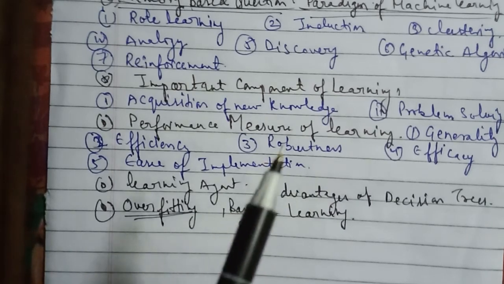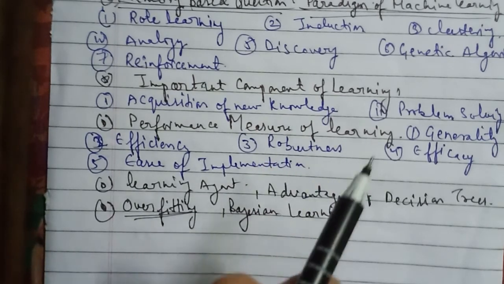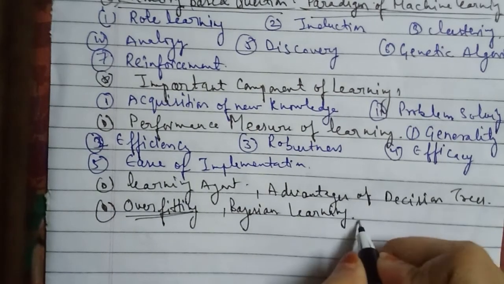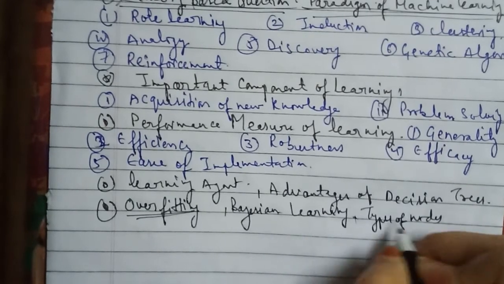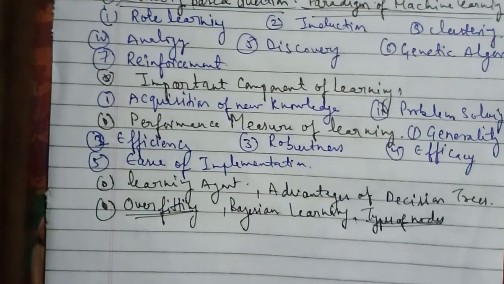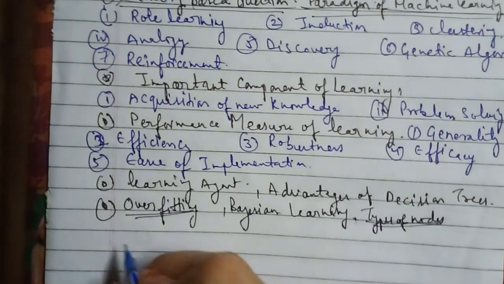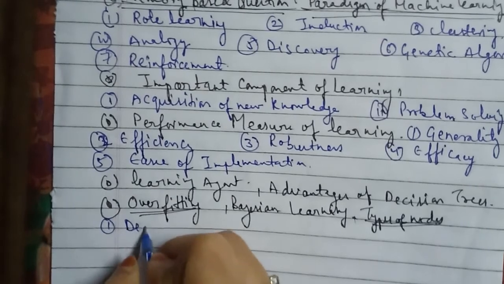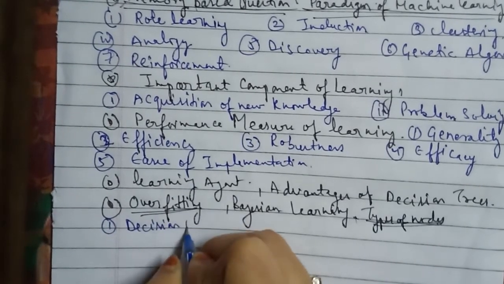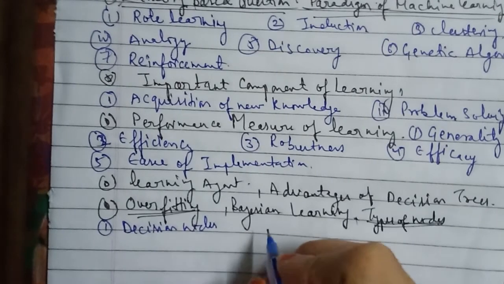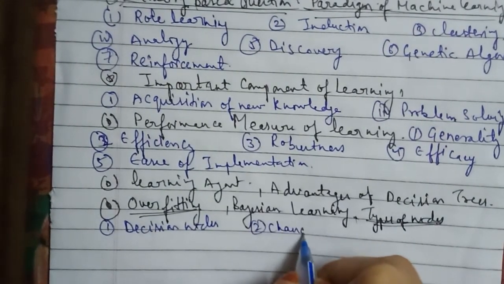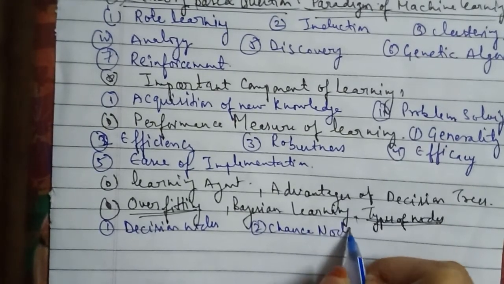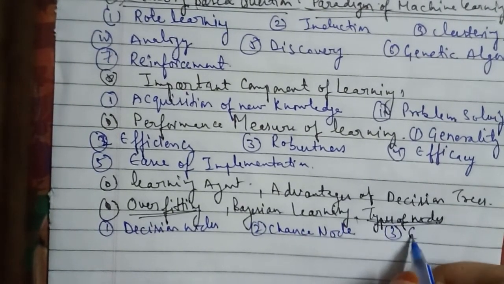Going ahead, what are the types of nodes in a decision tree? The types of nodes we have are: first, the decision node; second, the chance node; and third, the end nodes.